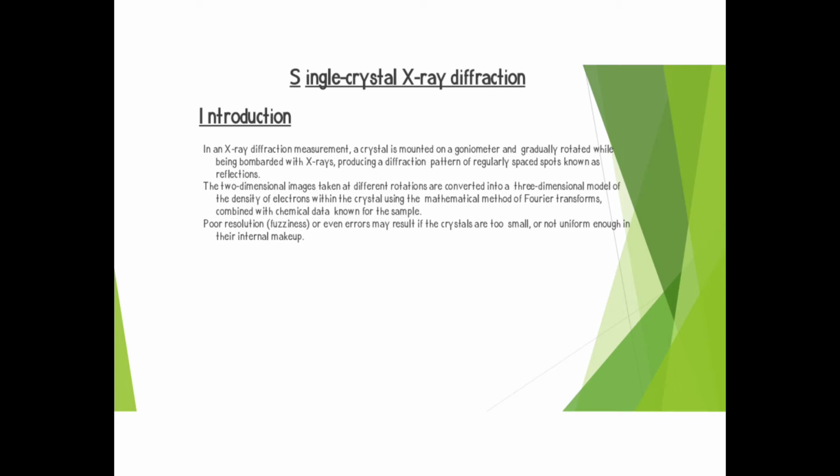At first, two-dimensional images are achieved and then these two-dimensional images are converted into a three-dimensional model of the electron density with the help of a mathematical method, the Fourier transform, which can also be combined with the sample data. It is also noticed that if the single crystal is very small or non-uniform, then errors or poor resolution, which is also known as fuzziness, may occur. So the size of the single crystal should be significant enough to determine the information efficiently.